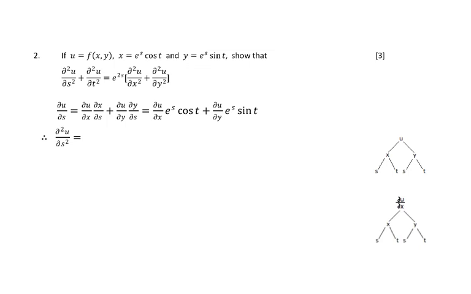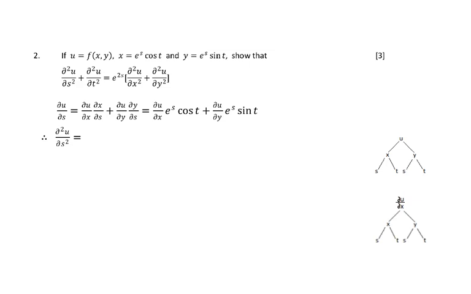We must now calculate the second order derivative of u with respect to s. To do this, there are a couple of things that we need to consider. The first thing that you need to realize is that the partial derivative du/dx is again a function of x and y, and x and y still remain functions of s and t. This is shown by the second diagram on the right-hand side of the screen.